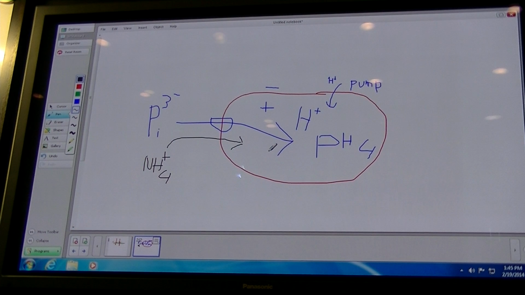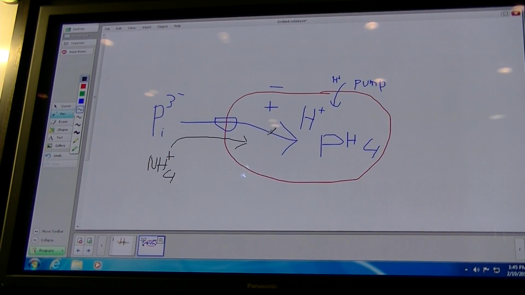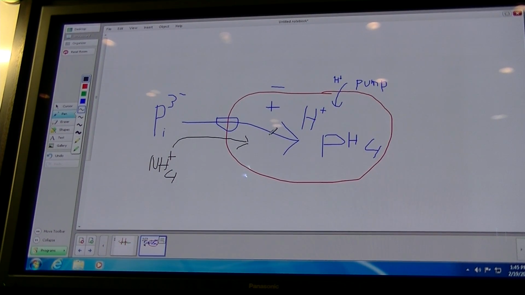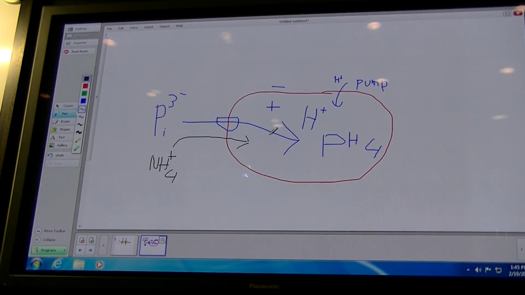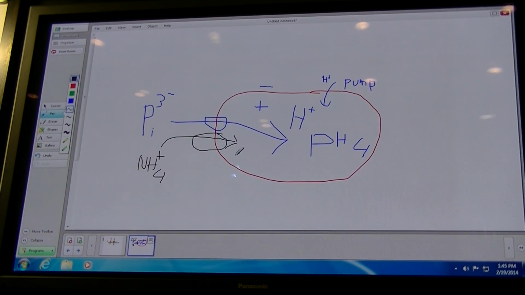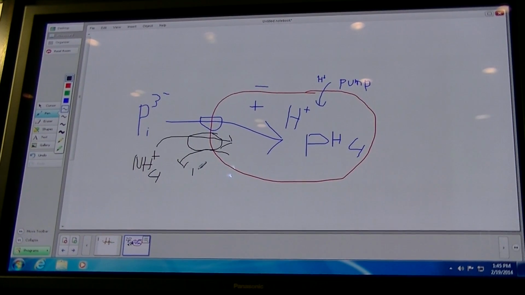So what is your best guess for the uptake of ammonia if you need to do that? You could use a pump, but that is inefficient. You're using an antiporter with which ion? You use hydrogen ions, right? Protons. So you're going to really predict that we're going to have here an antiporter, and we're going to have transport in exchange for, this is my arrow, in exchange for a proton.